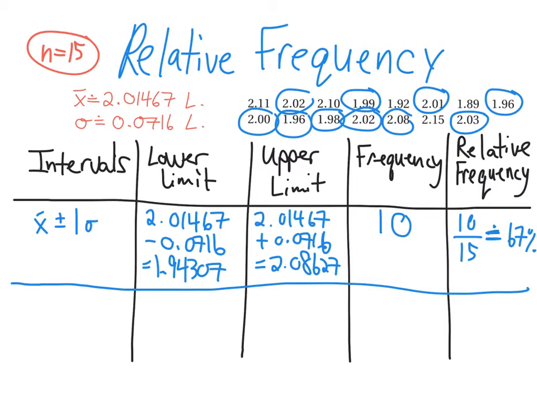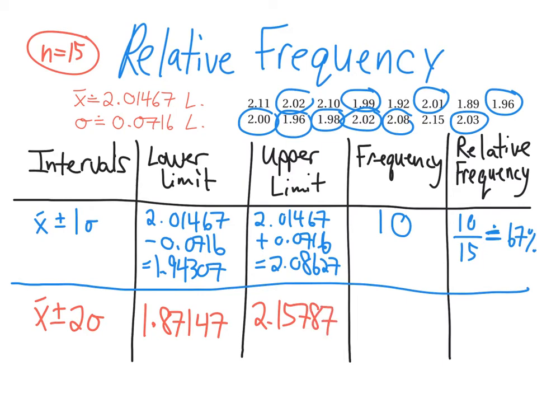Okay, now let's do the second interval. We're going to take the mean and we're going to add and subtract 2 standard deviations, and we take that 1.94307, subtract another standard deviation, and that will equal 1.87147. And we take the upper limit for the first interval of 2.08627, we add another standard deviation to that, and that will equal 2.15787.